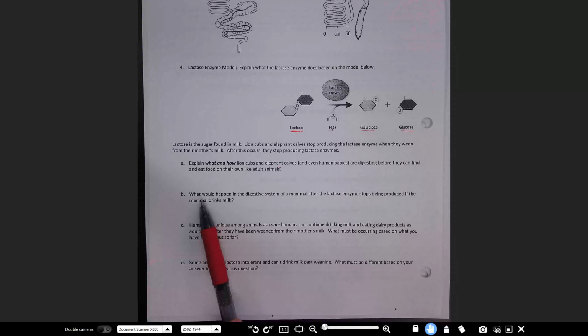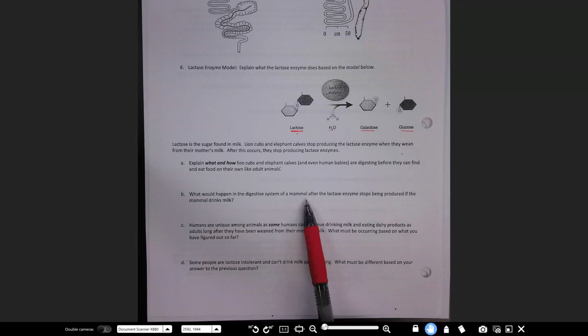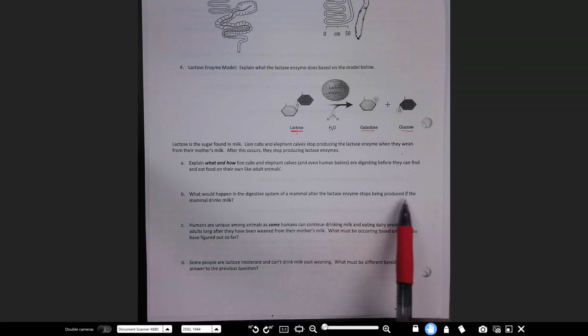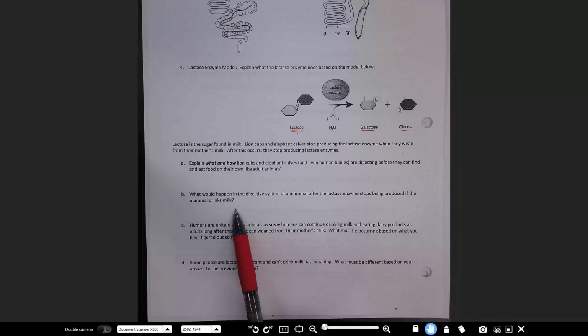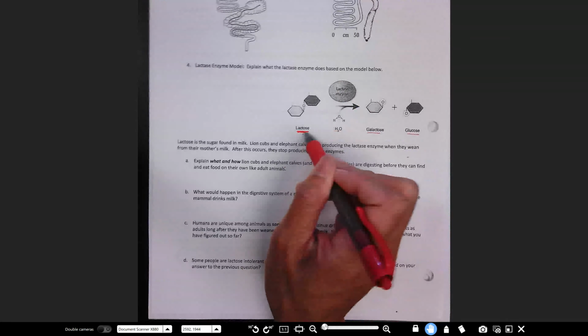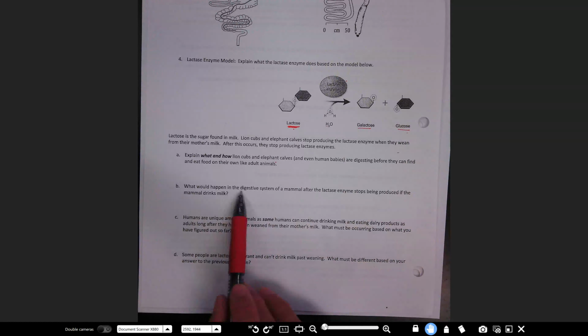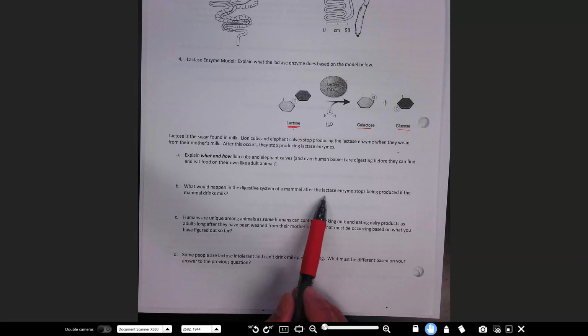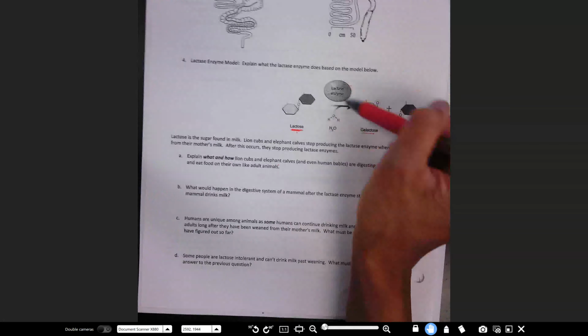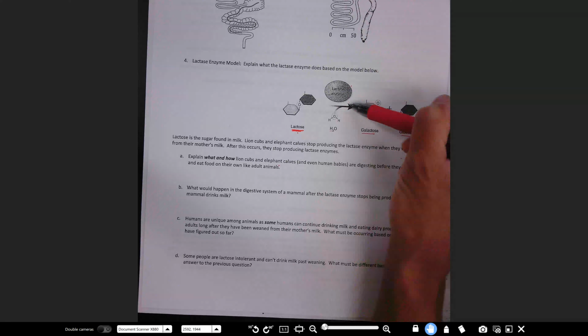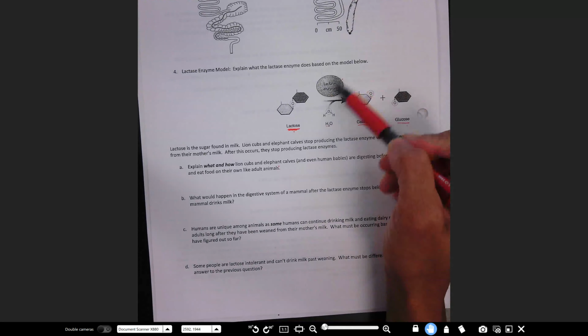Second question: What would happen in the digestive system of a mammal after the lactase enzyme stops being produced if the mammal drinks milk? So lactose is in milk. Lactase enzyme is needed to break down lactose into galactose and glucose. And the question is, what would happen in the digestive system in a mammal after the lactase enzyme stops being produced? Because after a lion cub grows up, they stop producing the lactase enzyme. So if you were to feed that lion cub milk, what would happen?